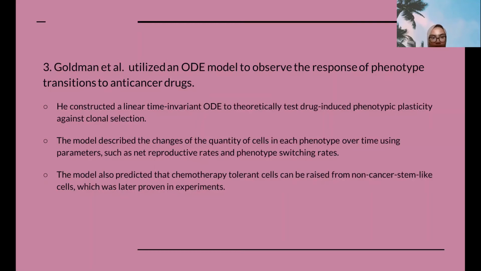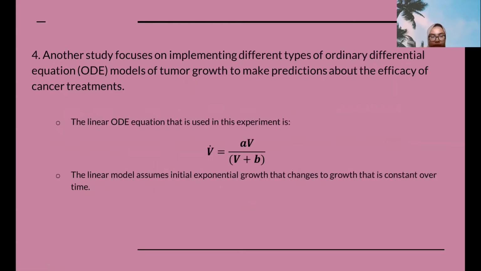The model described the changes of the quantity of cells in each phenotype over time using parameters such as net reproductive rates and phenotype switching rates. The model also predicted that chemotherapy tolerant cells can be raised from non-cancer stem-like cells, which was later proven in experiments. And the last one is another study focusing on implementing different types of ordinary differential equation (ODE) models of tumor growth to make predictions about the efficacy of cancer treatments. The linear ODE equation that is used in this experiment is this equation, and the linear model assumes the initial exponential growth that changes to growth that is constant over time.